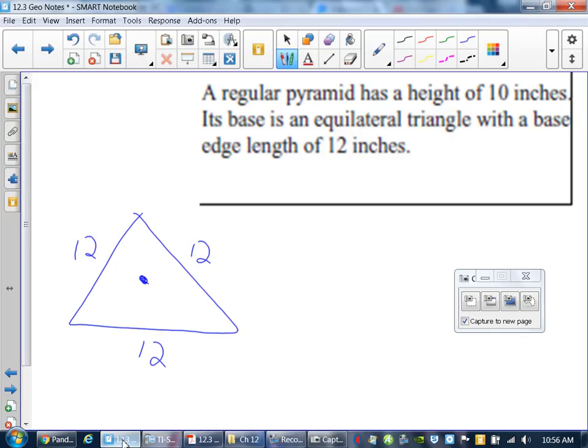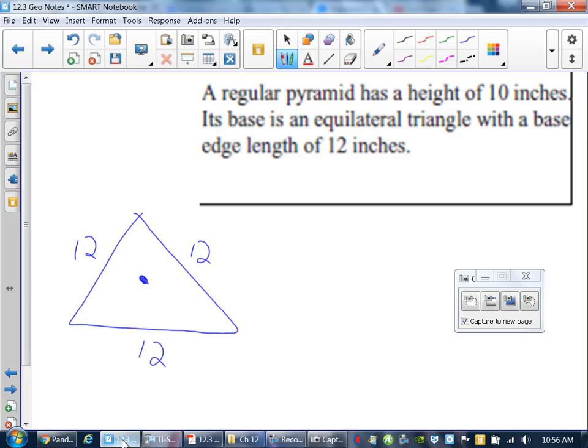Yes, sir. So the formula for a pyramid is the same. Not quite. The big B just stands for the area of the base.